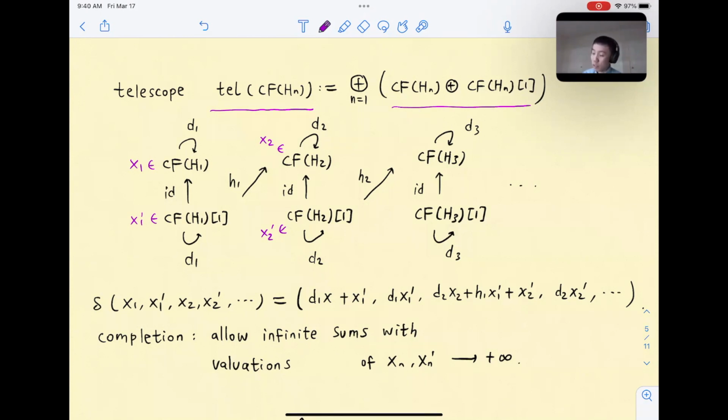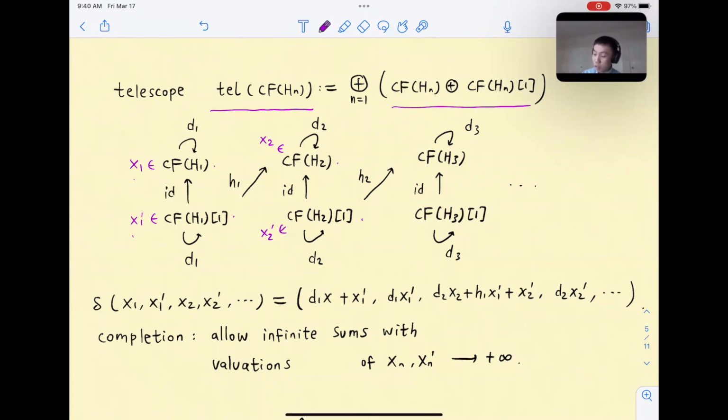So in the picture we have this sequence of Hamiltonian Floer complexes, and from each of them we have two copies here. And they are connected by these continuation maps. So the differentials are just the sums of those operators. More explicitly, suppose we have an element x1 here, x1 prime here, x2 here, x2 prime here, and so on.